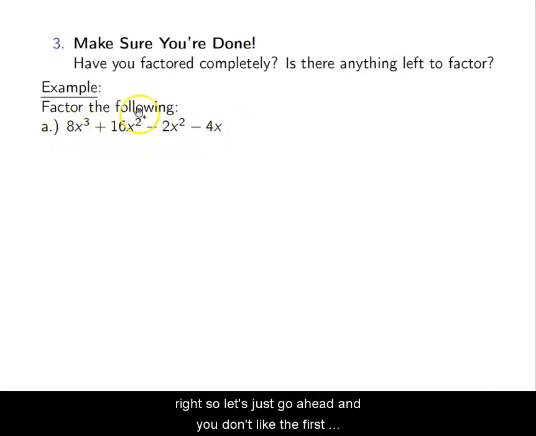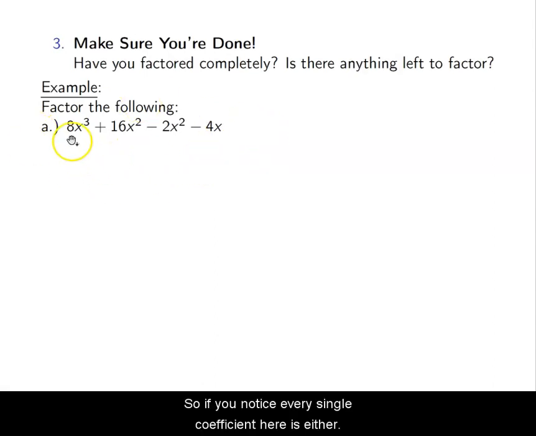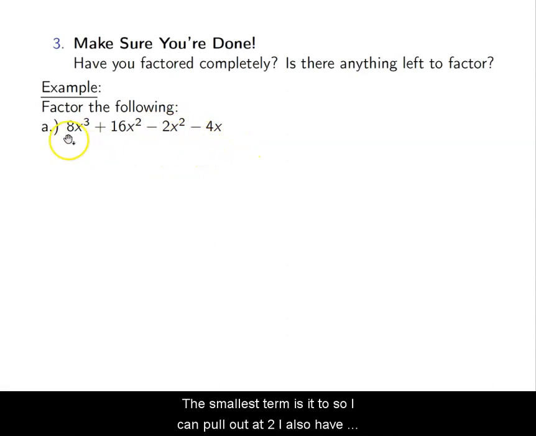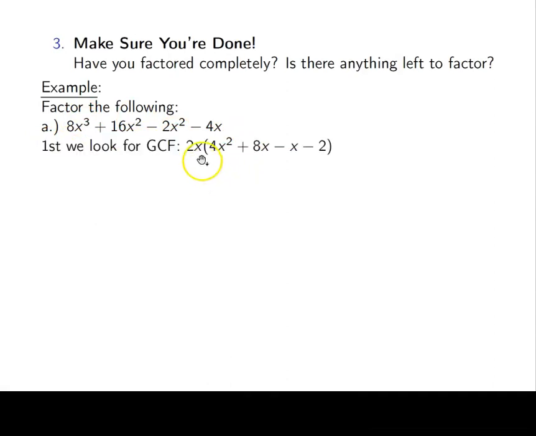So let's just utilize the first thing that we have and try to cut it in half and look for a GCF from both sides. But before we do that, we always want to look for a GCF of the entire polynomial. Every single coefficient here is even, so I can pull out at least a 2. The smallest term is a 2, so I can pull out a 2. I also have an x in every single term. So I should be able to pull out a 2x.